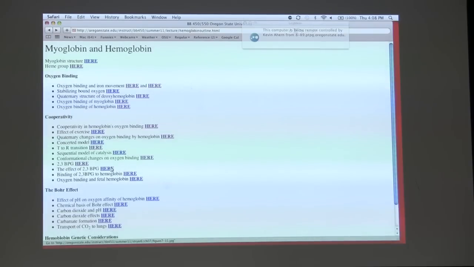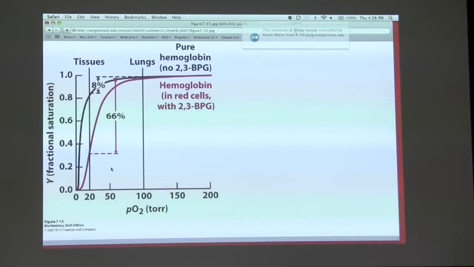Here's the effect of 2,3-BPG. We see that 2,3-BPG is, in fact, lowering the oxygen carrying capacity. It's favoring the release of oxygen, which is great. But if it gets back to the lungs and it's still there, we're going to have more of a problem. So we don't want to have 2,3-BPG.